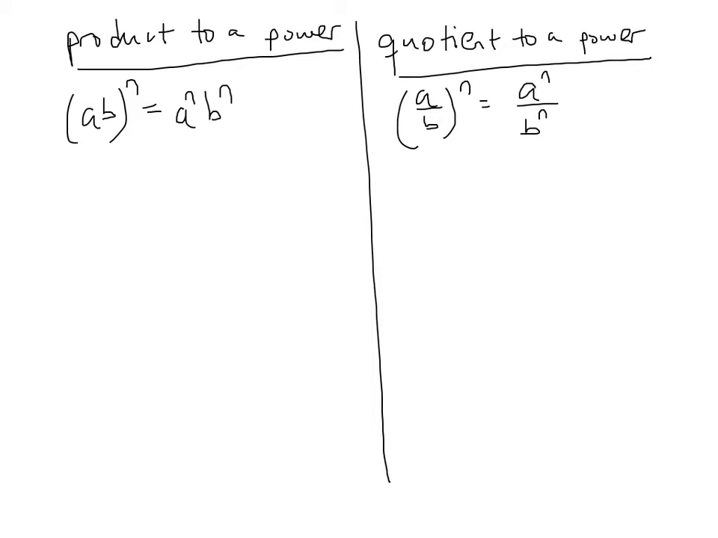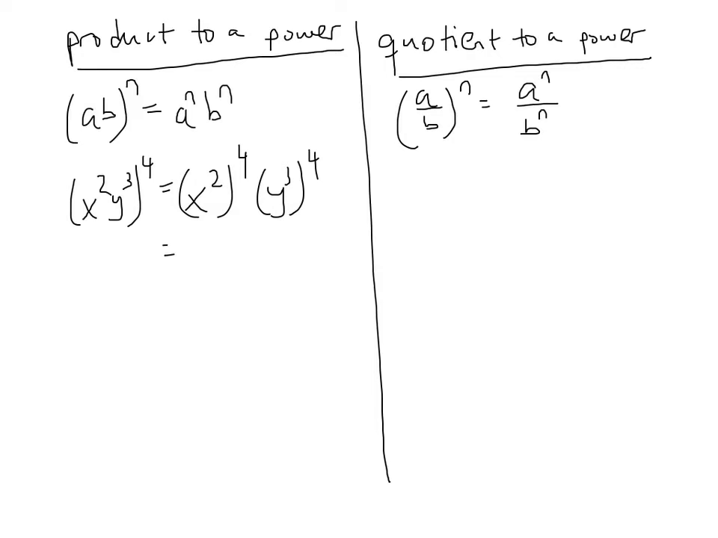So a couple of quick examples. If we have (x squared y cubed) to the 4th, that really means we have x squared to the 4th and we have y cubed to the 4th. And now we need to go back to the power rule from the previous slide. If we have an exponent raised to an exponent, we multiply the exponents, keep the base and multiply the exponents. And then the same is true here. We have y to the 12th power.